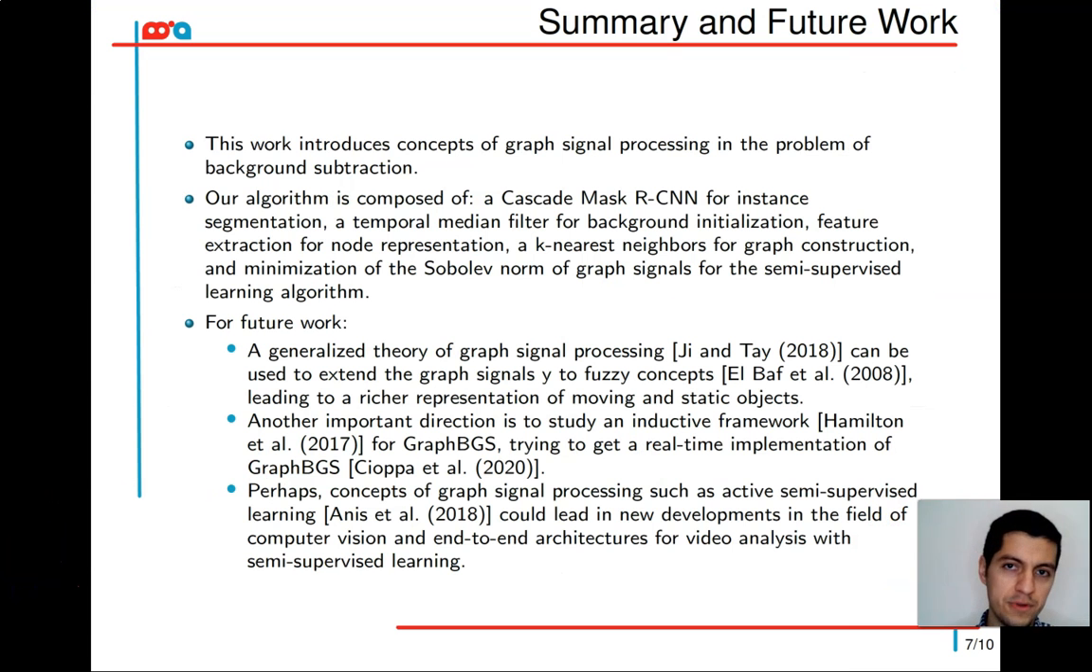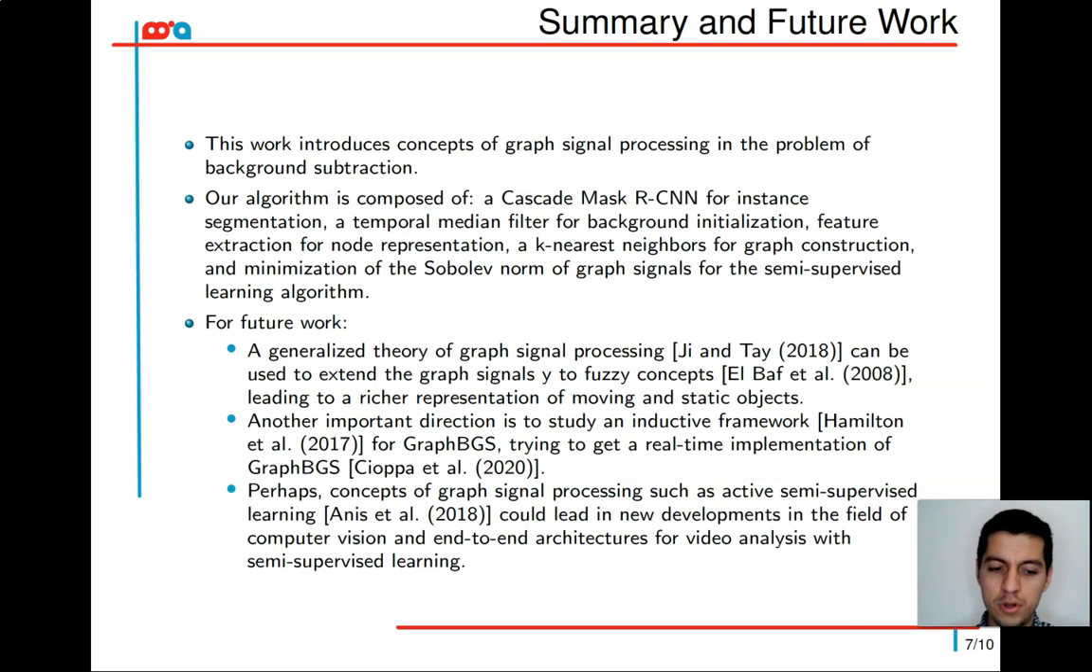Finally, this is the first work that uses graph signal processing to solve the background subtraction problem. Our algorithm is composed of a cascade mask RCNN, a median filter, feature extraction, a graph construction, and we are using the solver of graph signals to solve the problem of semi-supervised learning.